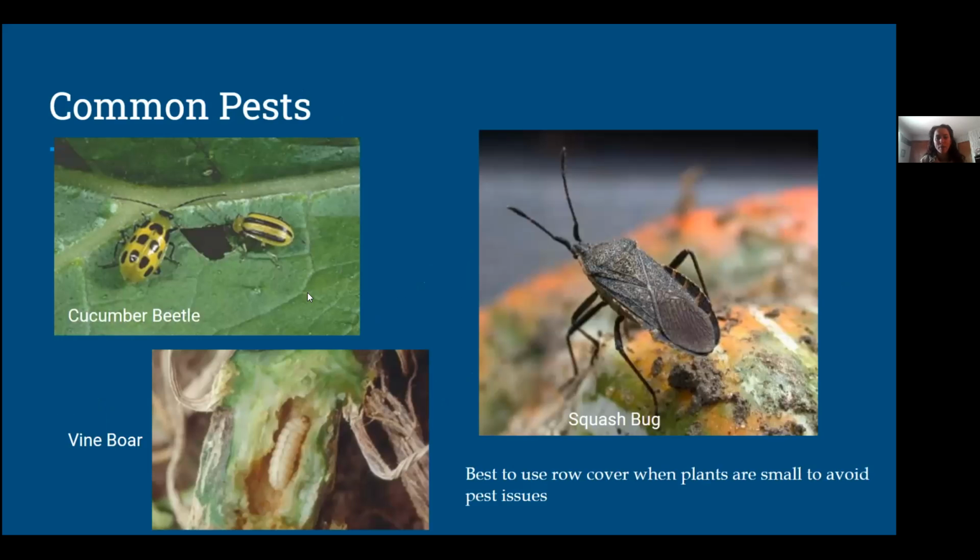And then some of the common pests are the cucumber beetle, the vine borer, and the squash bug. So it is best to use row cover when these plants are smaller to avoid some of these issues.